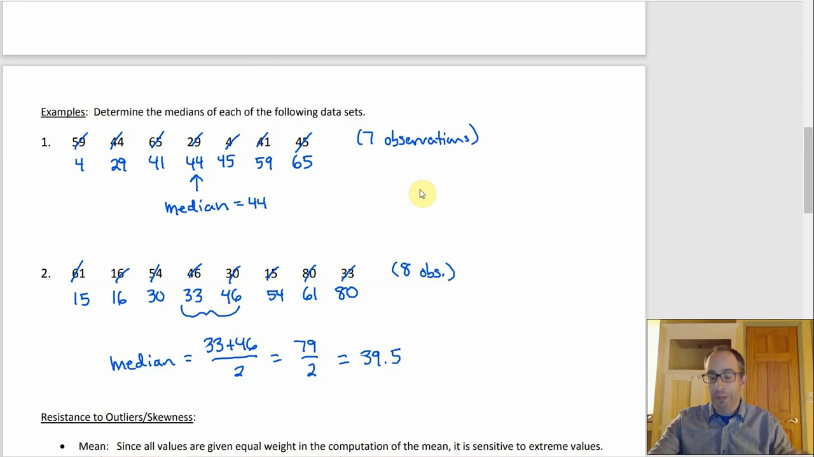All right, so that's pretty much it as far as computing the median goes, right? There aren't any other possibilities, right? It's either an odd number of data points or an even number of data points. I guess just make sure you put them in order first.